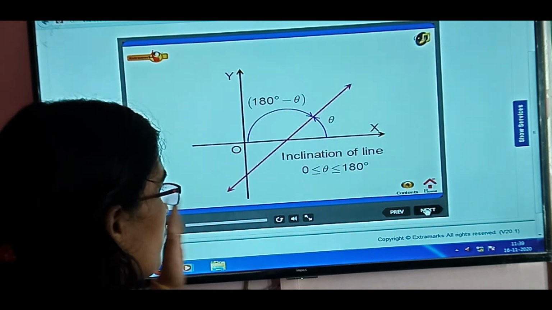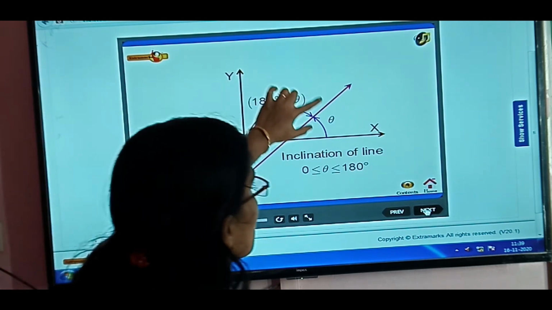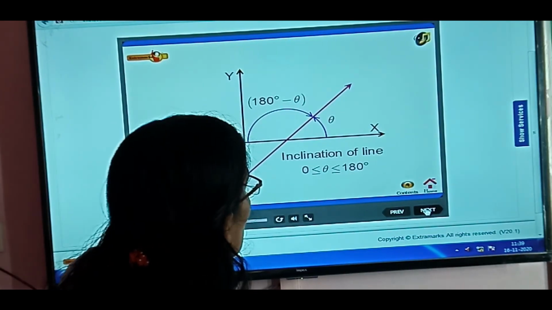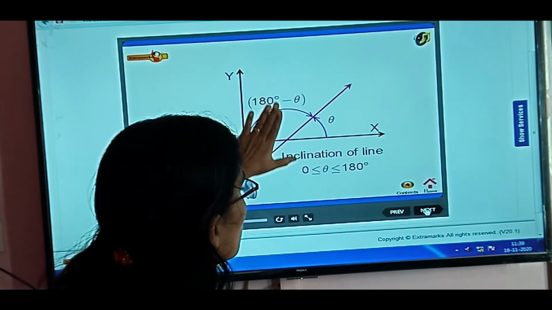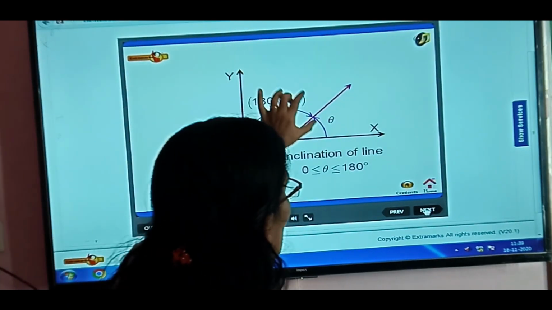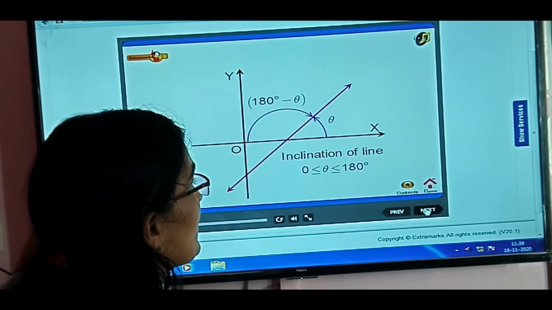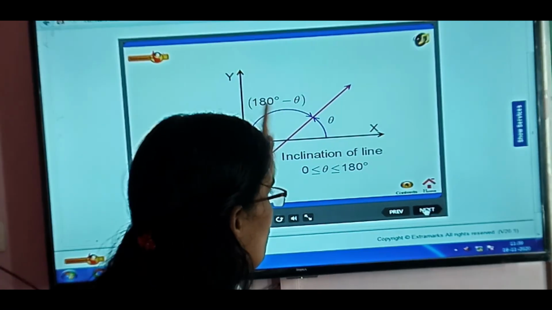So we are moving to slope of a line. Here a line is drawn and the angle theta is drawn. This remaining angle is 180 minus theta. All these are familiar. Inclination also you have studied. This angle is called inclination, that you have studied in application of trigonometry also. What is inclination? Now let us move to what is slope.